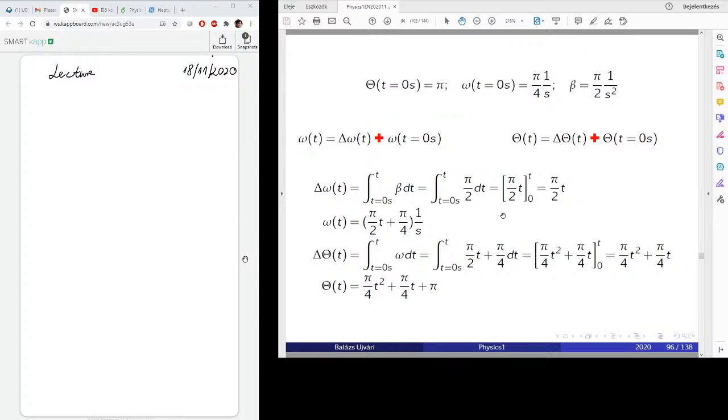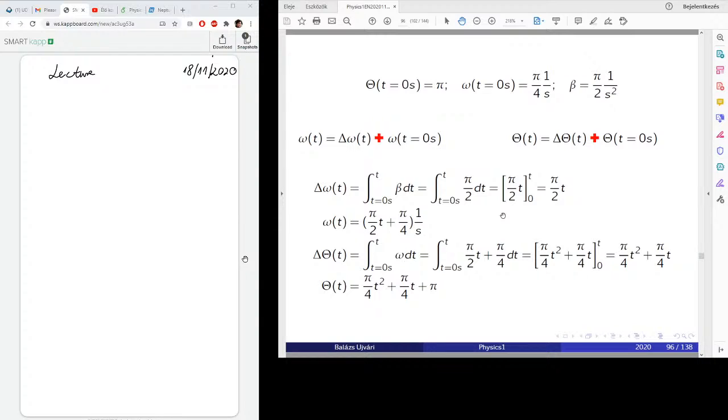This means in this example I'm here at pi and move with pi over 4 1 over s, which is a pretty slow angular velocity, but since there is angular acceleration, it will speed up. So the same way we solved the acceleration, velocity, and displacement example, we can solve this also.